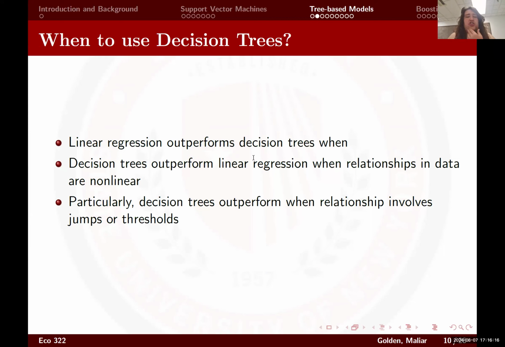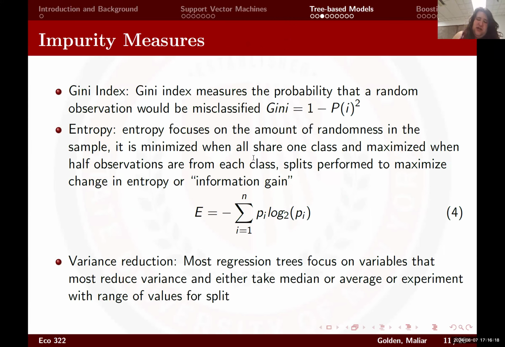So how do you judge where to put the splits? How do you decide how to split your data? You use what's called an impurity measure. You can use the Gini index, which measures the probability that a random observation will be misclassified. You can also use entropy, which focuses on the amount of randomness in the sample. It's minimized when all share one class and maximized when half the observations are from each class. So this is the idea of information gain.